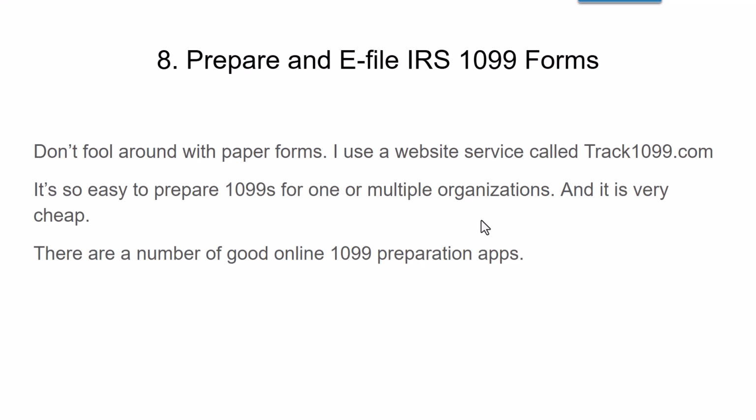Prepare and e-file your IRS 1099 forms, usually due January 31st. And don't fool around with paper forms. We're all in the electronic age here, and it's so much easier. I use a website called track1099.com. You might want to give it a try. I have no financial interest in them. They just work well for me. There's others. Don't do paper forms. Too much of a hassle.